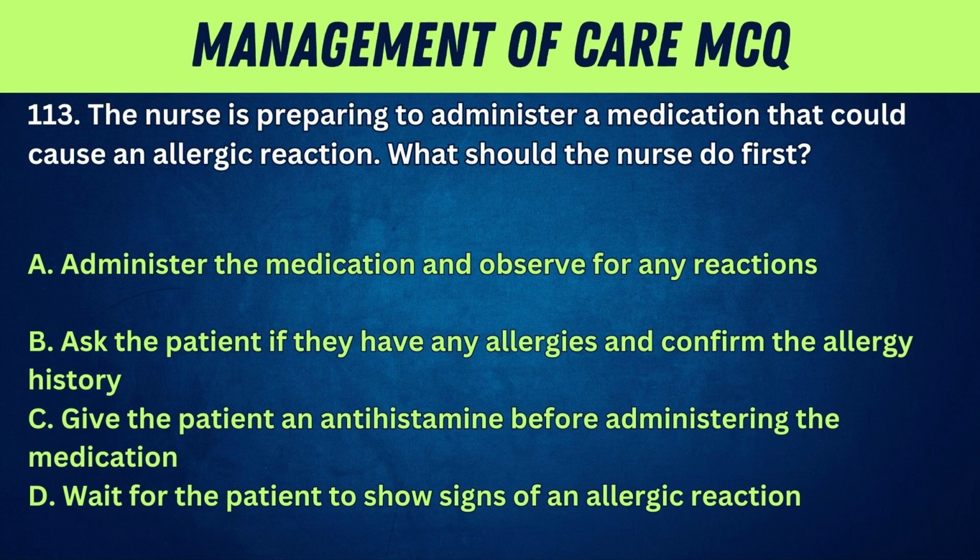113. The nurse is preparing to administer a medication that could cause an allergic reaction. What should the nurse do first? A. Administer the medication and observe for any reactions. B. Ask the patient if they have any allergies and confirm the allergy history. C. Give the patient an antihistamine before administering the medication. D. Wait for the patient to show signs of an allergic reaction.